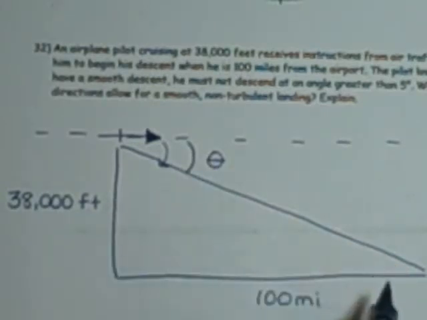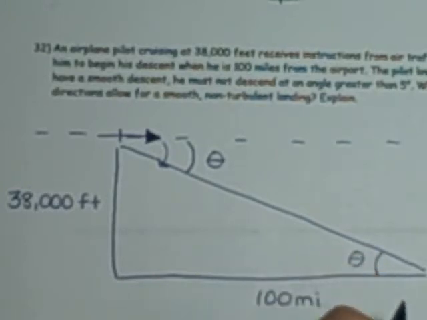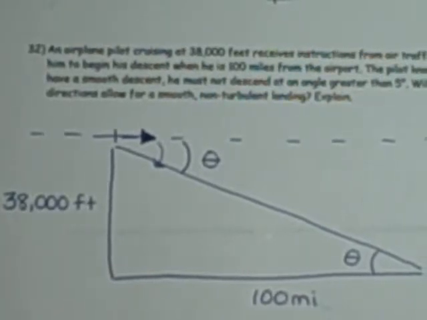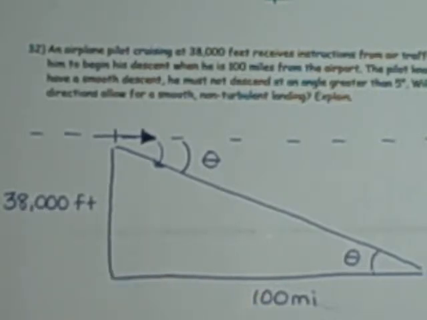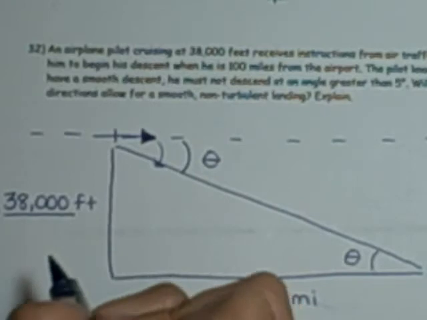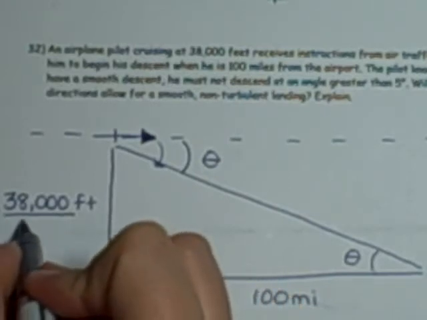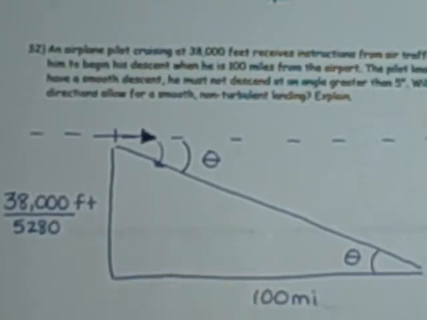Now, we can take that angle and move it down here because of alternate interior angles, and that way it's inside my triangle. Okay, but just make sure that you get that angle of descent in the right place. The other thing we're going to have to do before I start this problem is I have one measurement in feet and one measurement in miles, and that's not going to work. I'm going to need to convert one of those. I find it easier to convert feet to miles because that gives me smaller numbers to work with. So I'm going to divide here by 5,280.